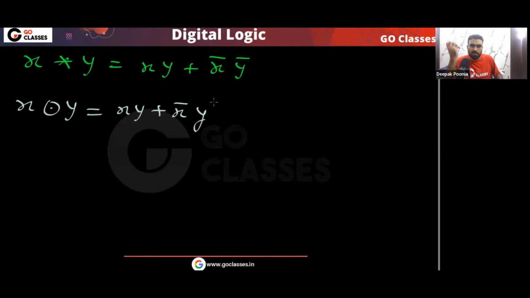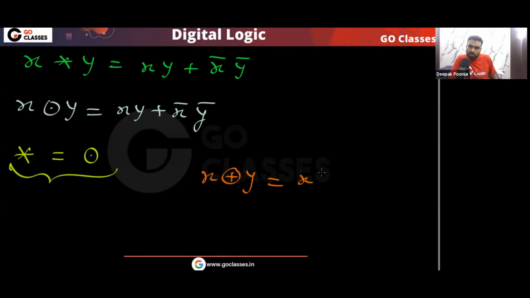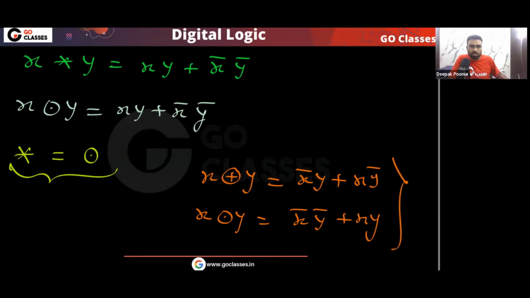This is the standard equation for exclusive NOR. So actually this star operation is the same as your XNOR operation. Very simple. This is the first thing that you should notice, because this is the standard equation for XNOR. We already know two equations. One is for XOR, x XOR y is equal to x bar y or x y bar. And XNOR is x bar y bar or xy. So these are the standard equations for XOR and XNOR. This is XOR, this is XNOR.